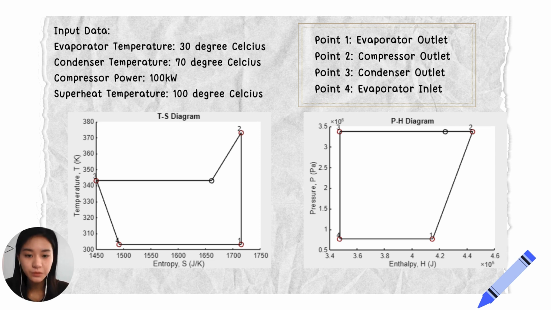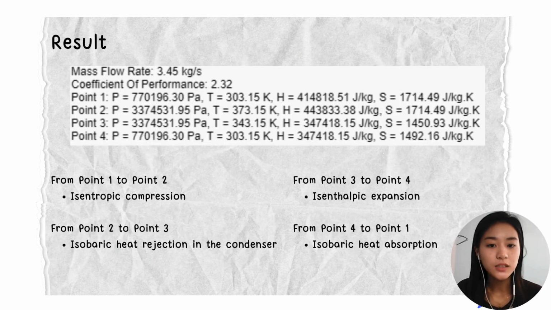After the input data have been put in, these two graphs have been plotted, which are the TS diagram and PH diagram, where point 1 is the evaporator outlet, point 2 is the compressor outlet, point 3 is the condenser outlet, and point 4 is the evaporator inlet. The results of mass flow rate and coefficient of performance have been calculated here. And the pressure, temperature, enthalpy, and entropy for each point have been shown here.